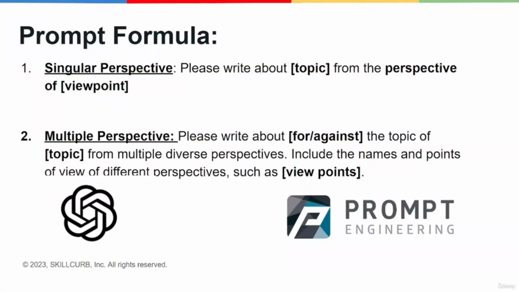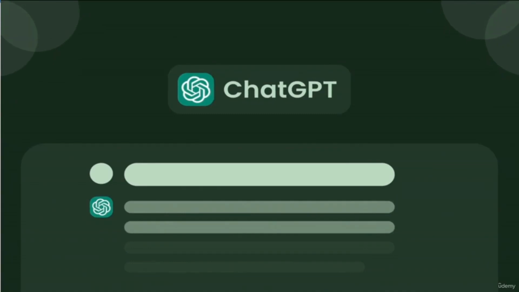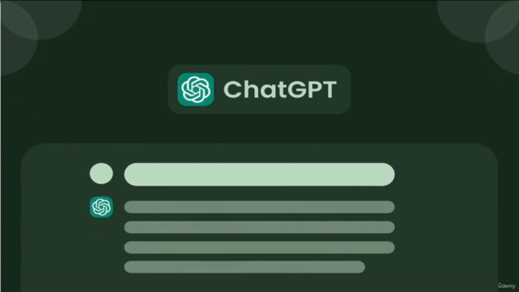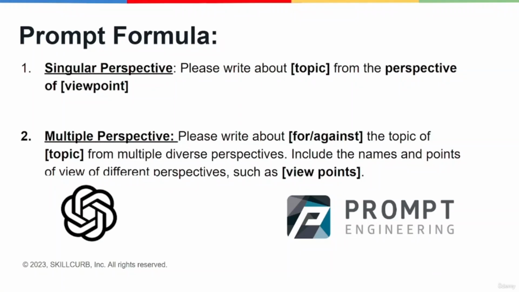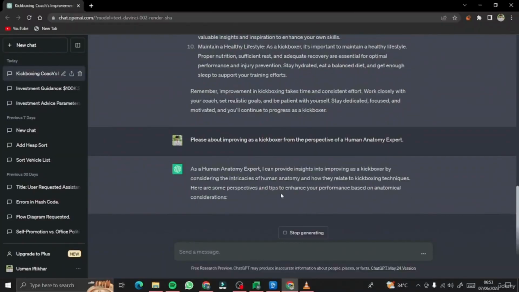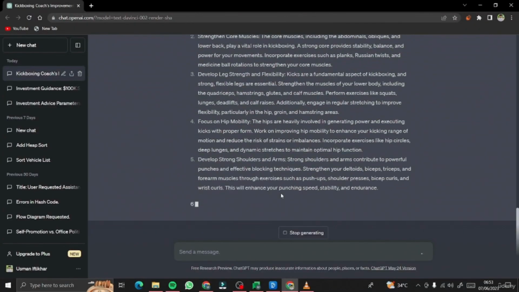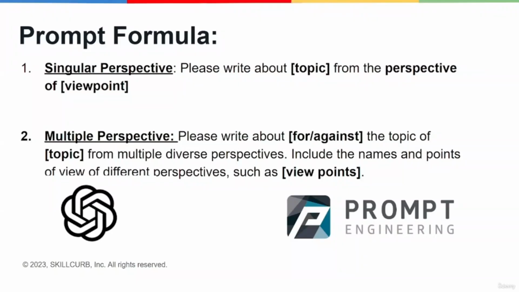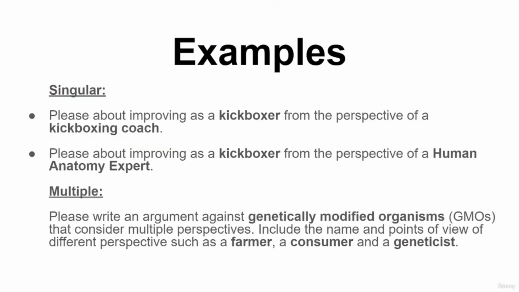Just like the other prompting techniques, this one also has a proper prompt formula. First of all, you can use it as a singular perspective. You can simply type in a prompt, please write about a topic from the perspective of a viewpoint, and you type in your viewpoint. You can also use ChatGPT to ask for multiple perspectives. You can type in a single prompt and ask for multiple perspectives of multiple characters or people on your single topic, right? These will be a few of the examples that we'll be doing today.